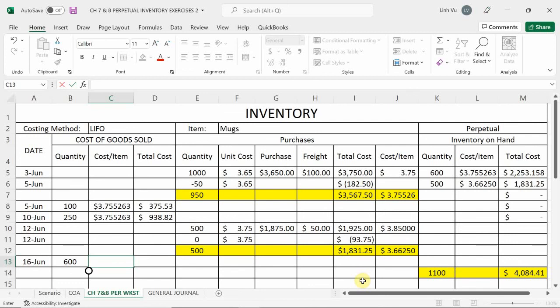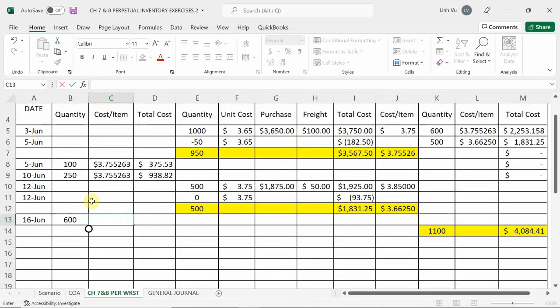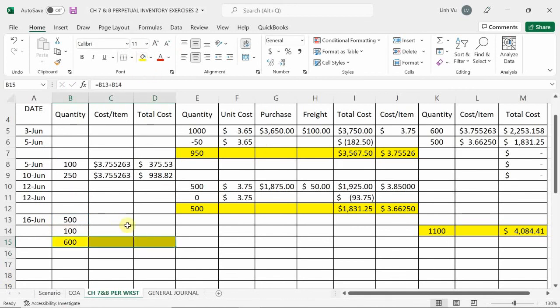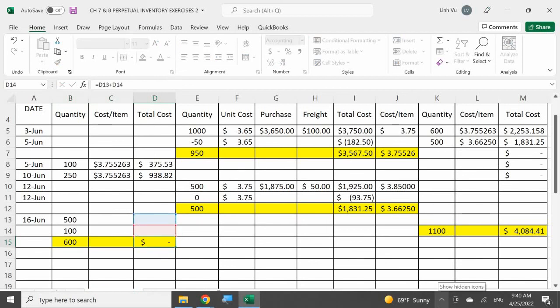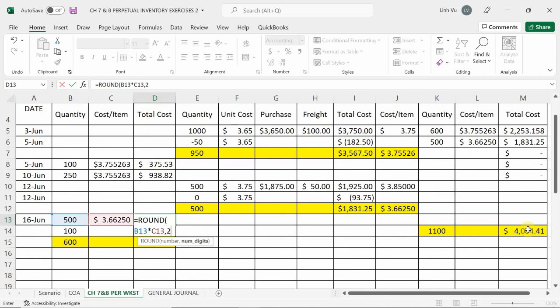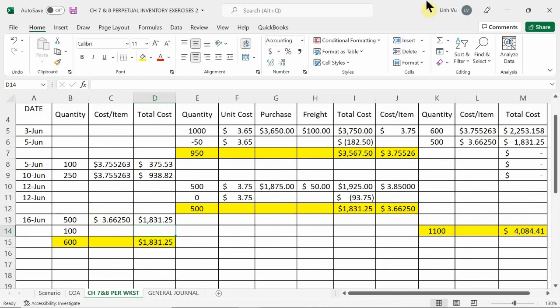Now in this case, we know 500 at $3.6625 is going to equal the entire $1,831.25, right? We're going to get rid of that entire batch right there. And we need 100 more to get us to our grand total of 600. So right here, this is another calculation. Like I mentioned, the 500 is at $3.6625, which we already know is going to give us a grand total of $1,831.25. So we know we're going to get rid of this entire batch, so we can just go ahead and zero it out. Now we also need to do another 100, right?